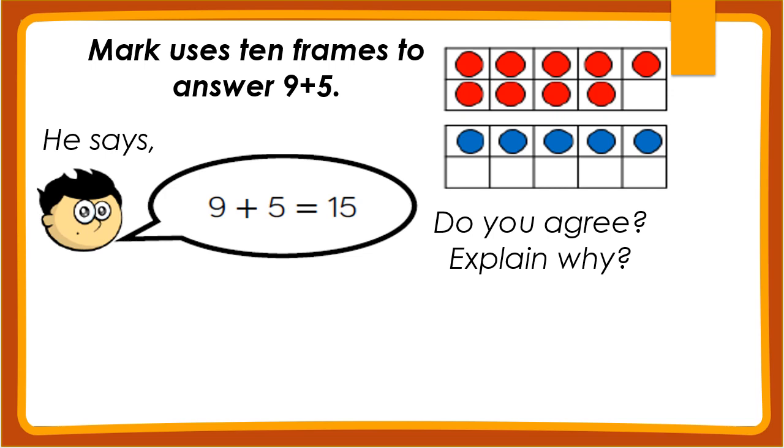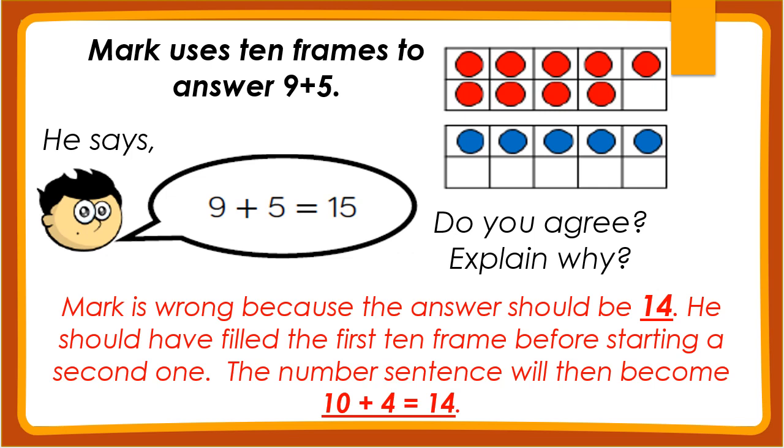Okay, let us now check. So, do you agree? Is he correct? Well, actually, Mark is wrong because the number should be 14. He should have filled the first 10 frame before starting a second one. The number sentence will then become 10 plus 4 equals 14.